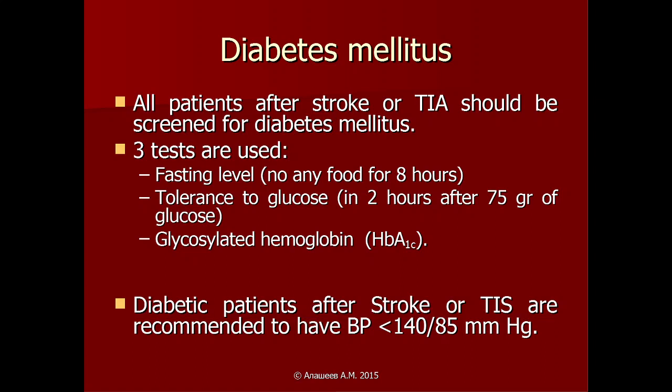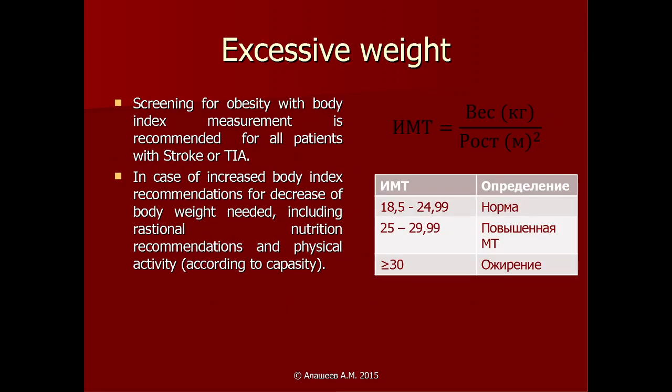Diabetic patients after stroke or TIA are recommended to have blood pressure less than 140 and 85 millimeters. Excessive weight is a risk factor. Screening for obesity with body mass index measurements is recommended for all patients with stroke or TIA. In case of increased body mass index, recommendations for decrease of body weight include rational nutrition recommendations and physical activity according to capacity.